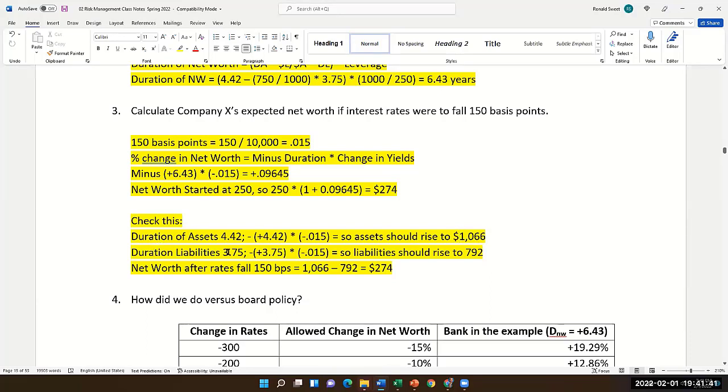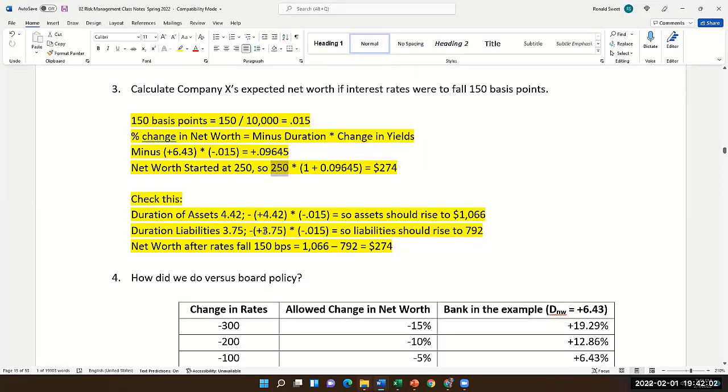On the liability side, you take minus the duration of liabilities times minus 1.05. So liabilities would rise from 750 up to 792. You take the new assets minus the new liabilities, and you get 274. 274 is 9.645% higher than the 250 they started with.